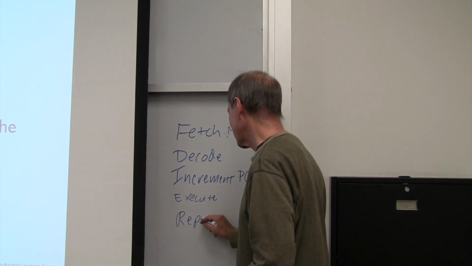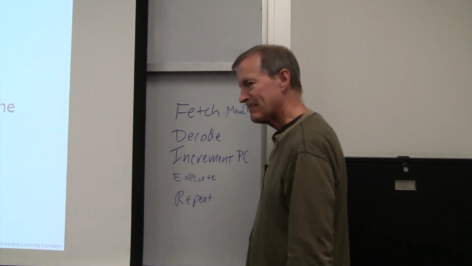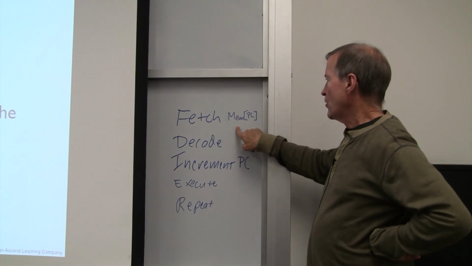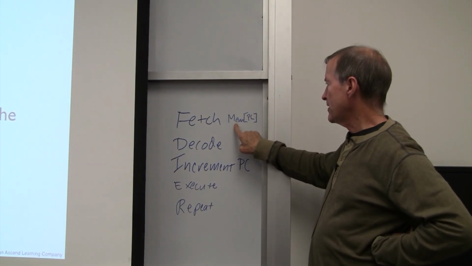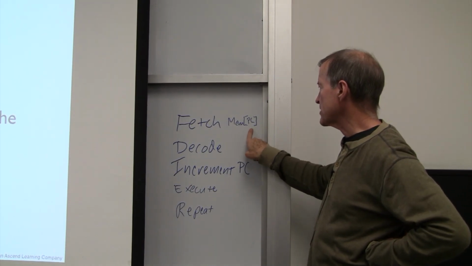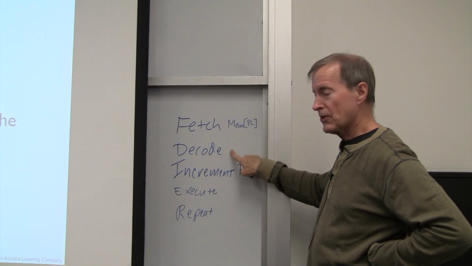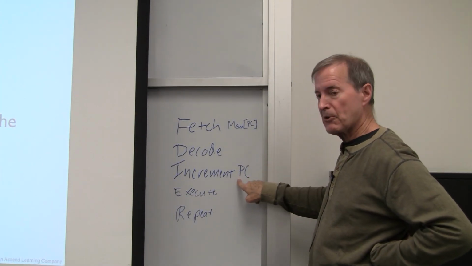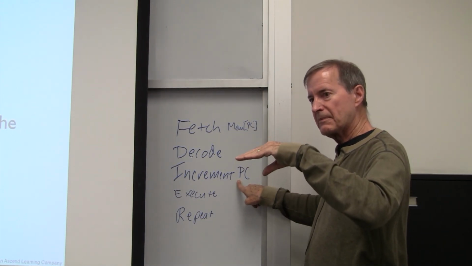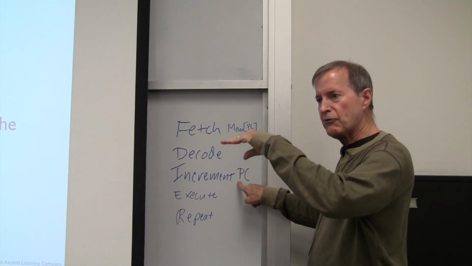Now look, you guys, this is crucial. You fetch the next instruction to be executed from memory, and the program counter is the address in memory of where you fetch it from. Right? Then you decode the instruction. And then you increment the program counter. Why do you increment the program counter? So the next time you fetch from the next one.